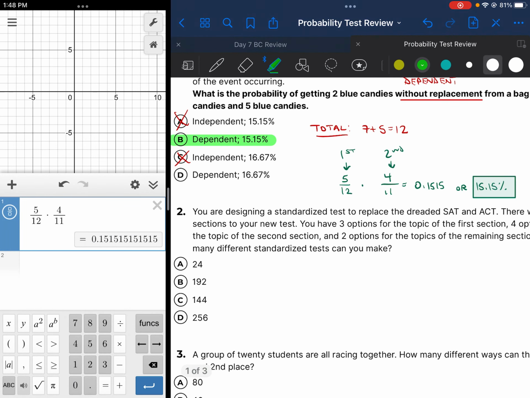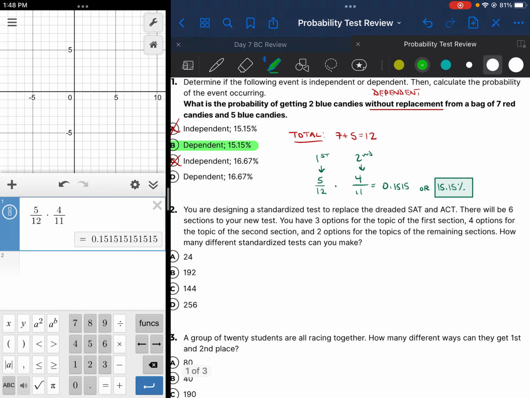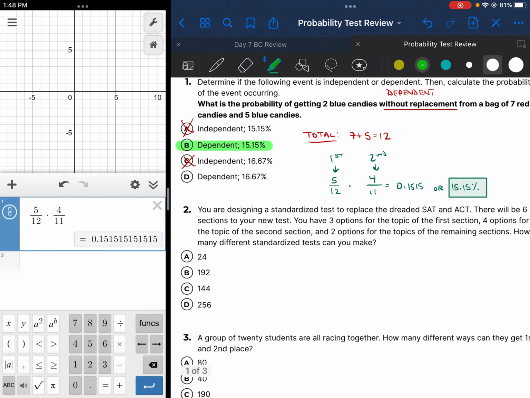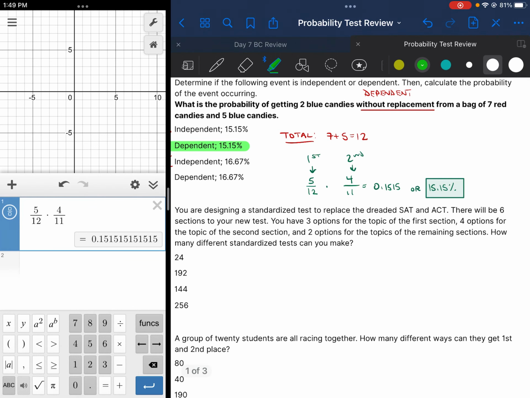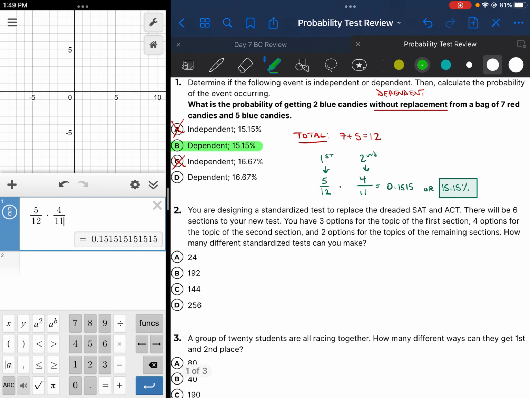All right, problem 2. You're designing a standardized test to replace the dreaded SAT and ACT. There will be 6 sections to your new test. You have 3 options for the topic of the first section, 4 options for the topic of the second section, and 2 options for the topics of the remaining sections. How many different standardized tests can you make?